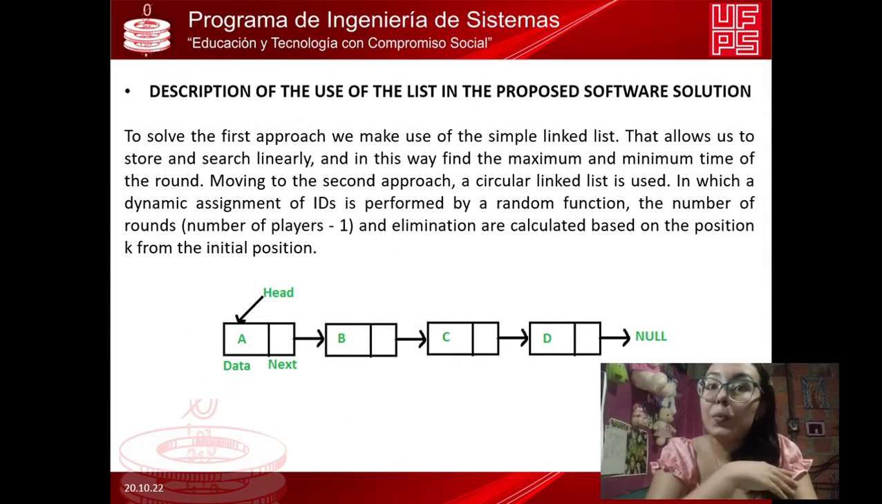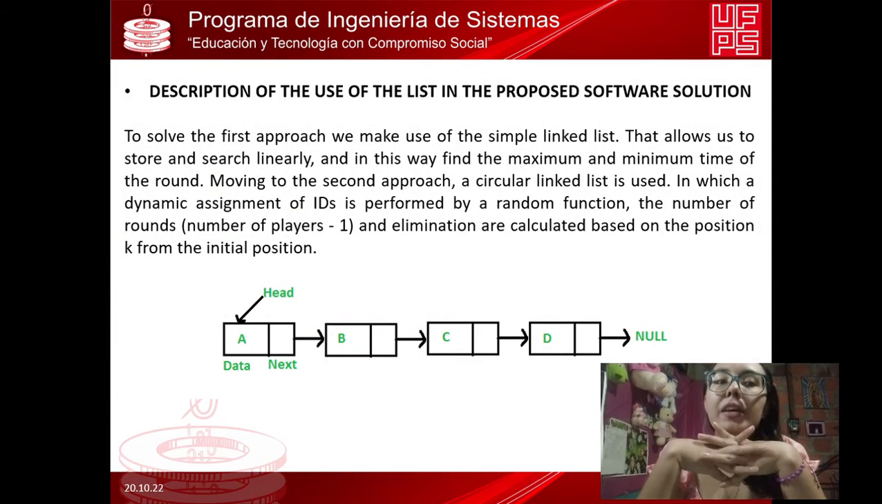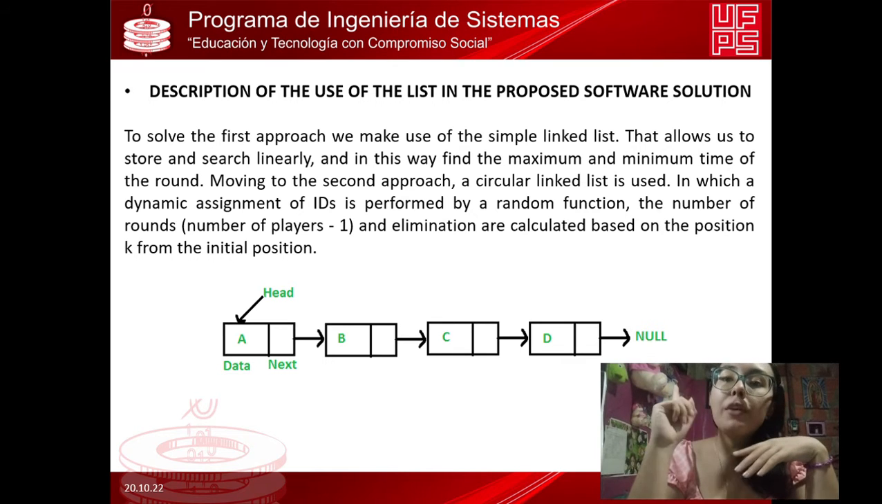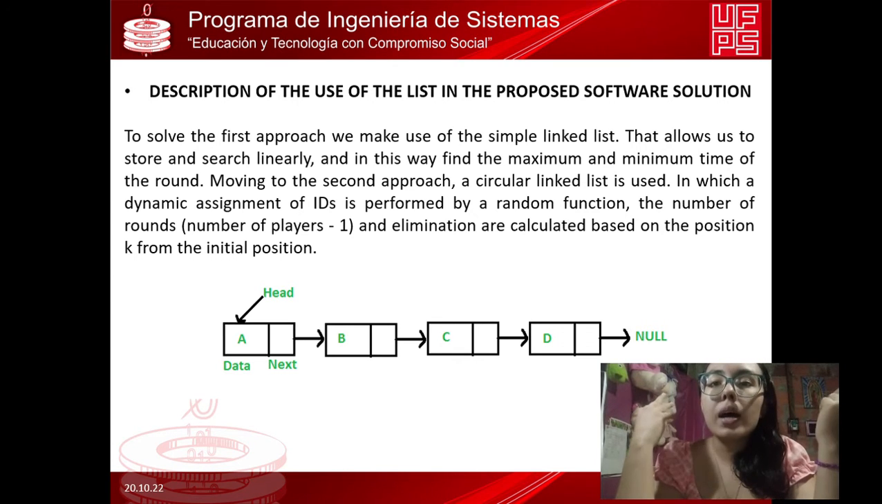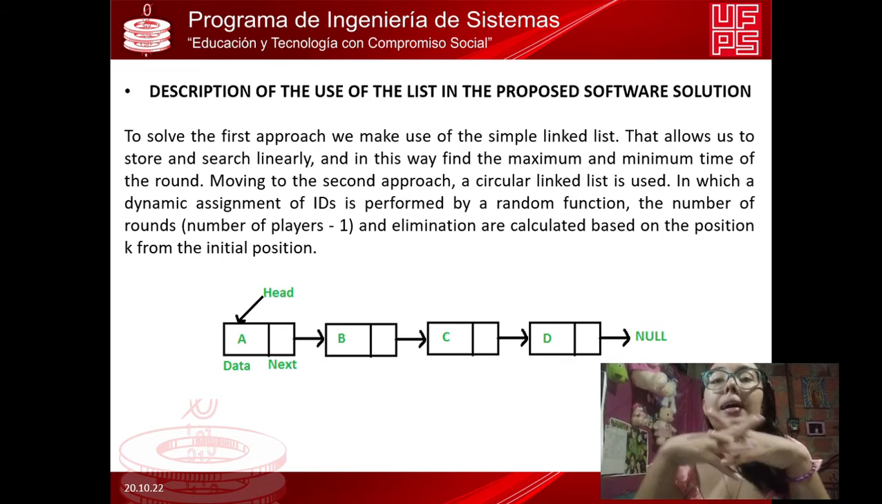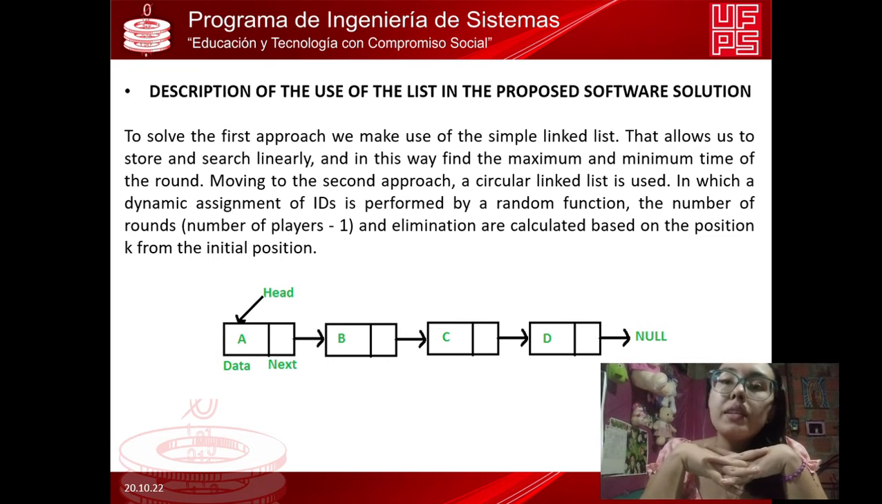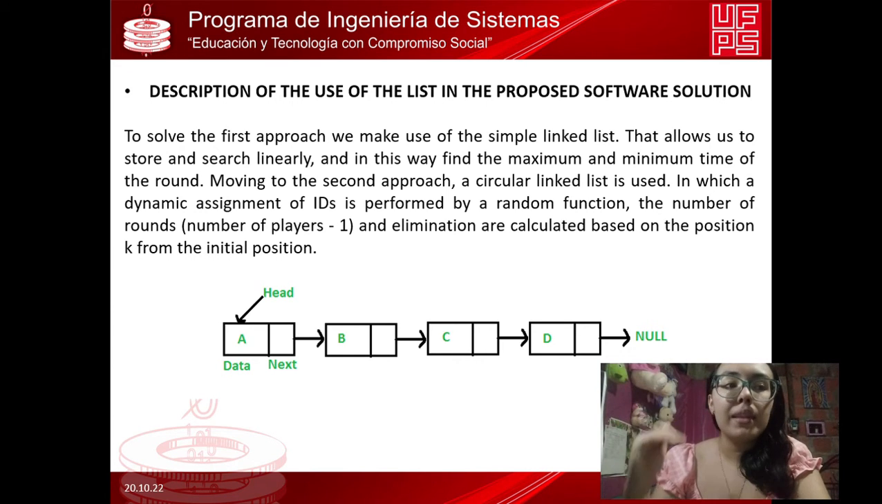We go to the next point, description of the use of the list in the proposed software solution. To solve the first approach, we make use of a simple linked list that allows us to store and search in a linear way, and in this way find the maximum and the minimum time of the round.